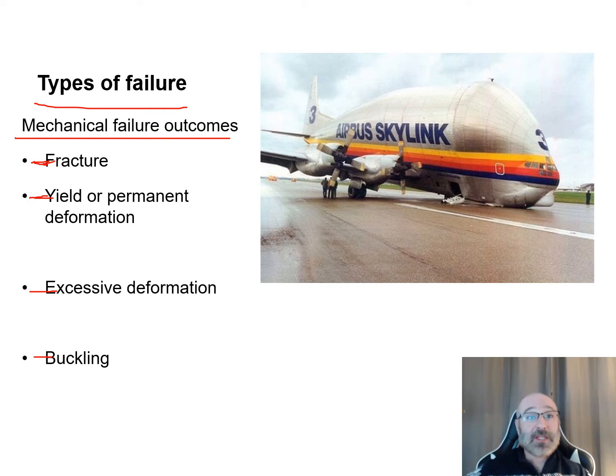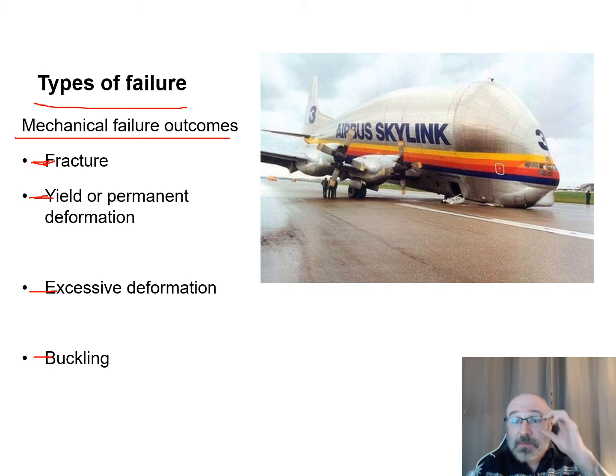Another one could be excessive deformation. Maybe if it deforms past a certain point, a certain percentage, that's going to be considered a mechanical failure. And then buckling is another one, and that's a pretty straightforward one. If you see buckling going on, and you can even observe that occurring in most cases, that would be another example of a mechanical failure outcome.